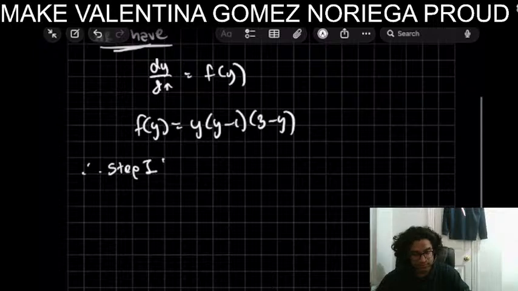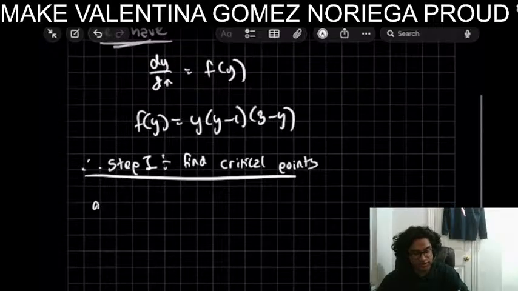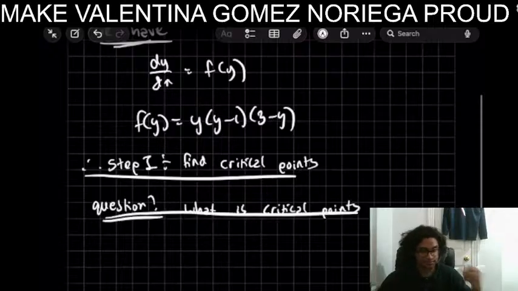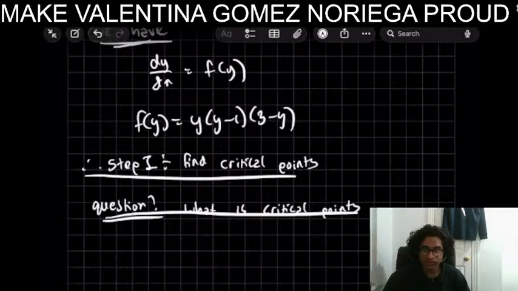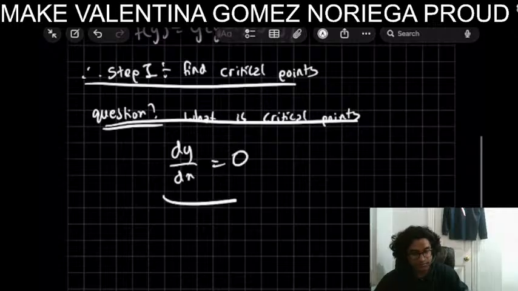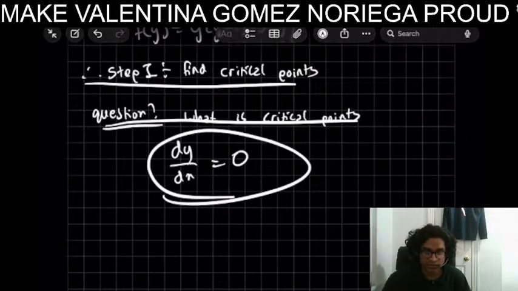Step 1, find critical points. Question: what are critical points? Critical points occur when dy by dx is equal to 0. Right? A critical point happens when dy by dx is equal to 0, and that's the only time you're going to encounter something called a critical point.